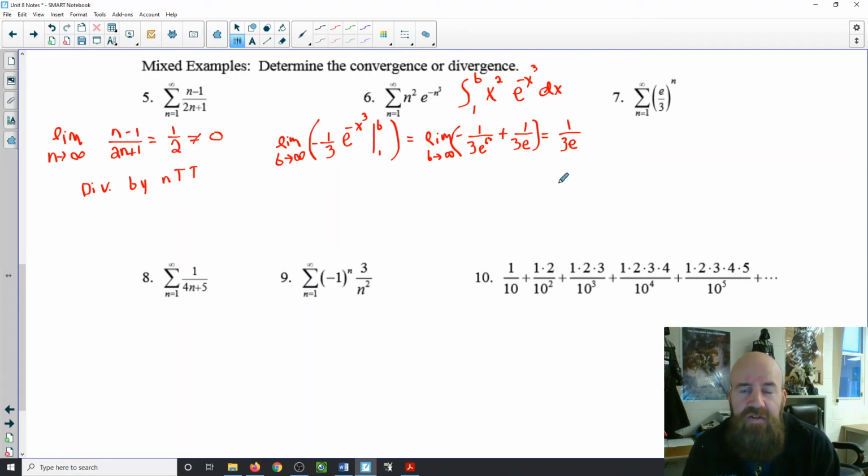If we plug this in the calculator, we get a value. So this is going to converge. Remember, if we get a value, it converges. So it converges by the integral test.